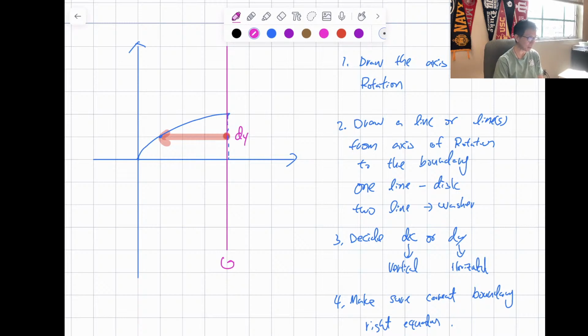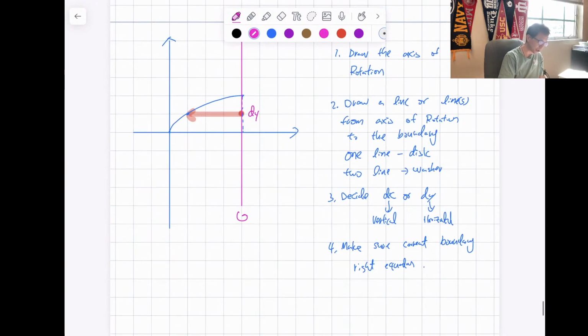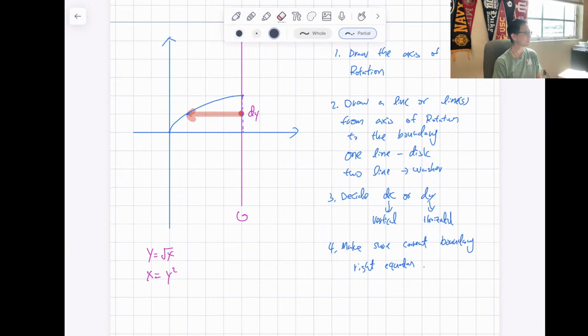So we had to make sure the function's in terms of y rather than in terms of x. So remember, we have the function y equal to square root x. We had to solve for y, so that's going to be x equal to y squared. But this is where people did wrong. What will be an equation for this one?